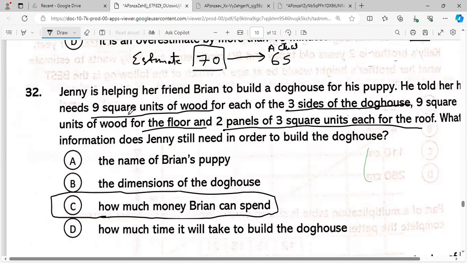Because see them say 9 square units of wood, specifically, you see, for each of the 3 sides of the doghouse. And then they say 9 square units of wood for the floor. So they might give you what you need for the floor, what you need for the sides. Plus they give you the roof. So I think if they already give the dimension, they can actually pitch it and so forth. Like how it would look. Some dog houses have the name, but they don't technically need that.